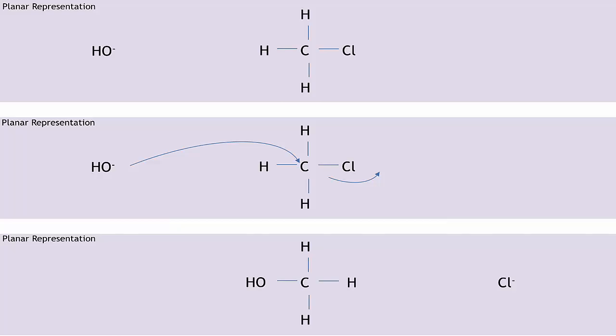The middle panel shows the essence of the one-step mechanism and the flow of the electrons. Hydroxide attacks carbon from the side of the molecule opposite to that bearing chlorine, and as the bond between oxygen and carbon forms, the bond between carbon and chlorine breaks. The bottom panel shows the product methanol with inversion at carbon.